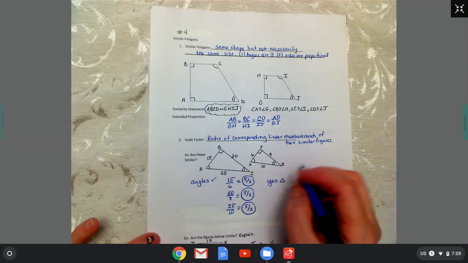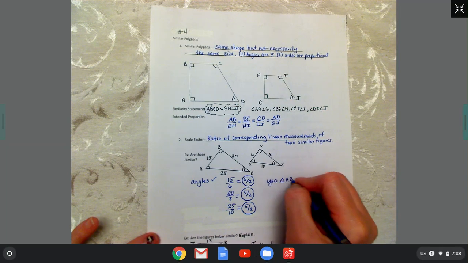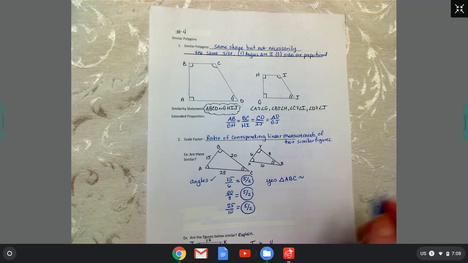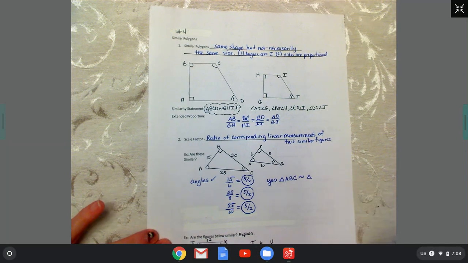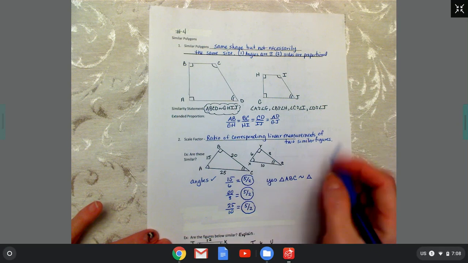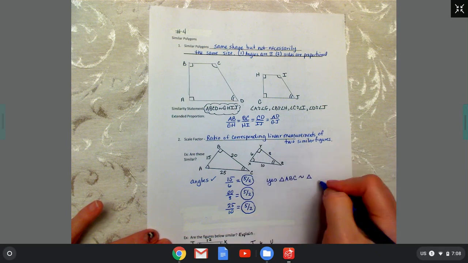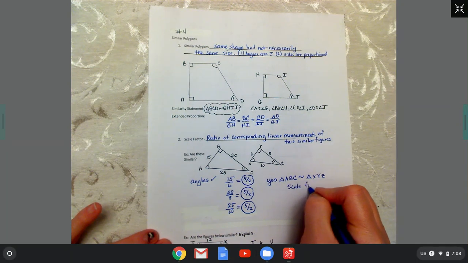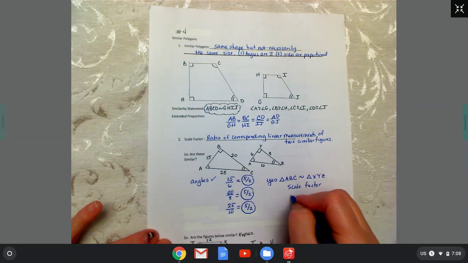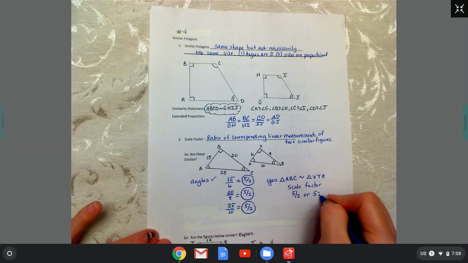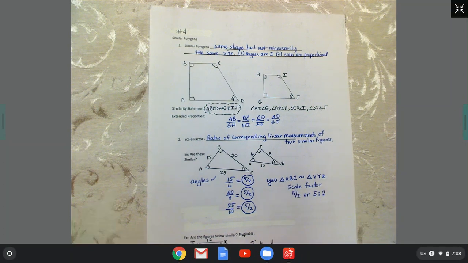Triangle, and I'd want to write my statement here like we used to write. ABC is similar. We're not saying it's congruent, but it's similar to triangle XYZ. And look how we wrote that: 1, the box, and 2. And then we want to say that our scale factor is 5 over 2, or you can write it like that, 5 to 2.